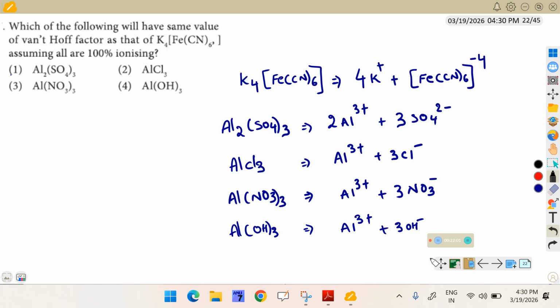Which of the following will have the same value of van't Hoff factor as that of K4[Fe(CN)6]? K4[Fe(CN)6] undergoes 100% ionization, then it gives 4 cations and 1 anion. Total number of ions is 5. You can take Al2(SO4)3. Yes, 2 cations and 3 anions, total 5. So the correct option is the first option.